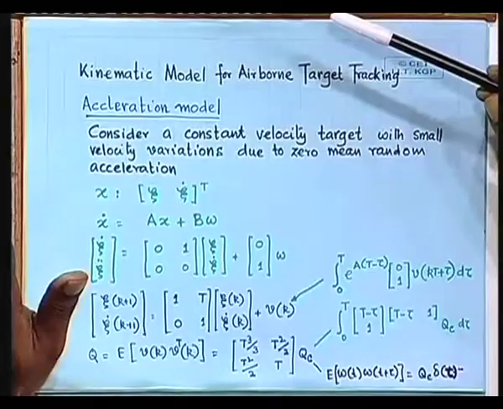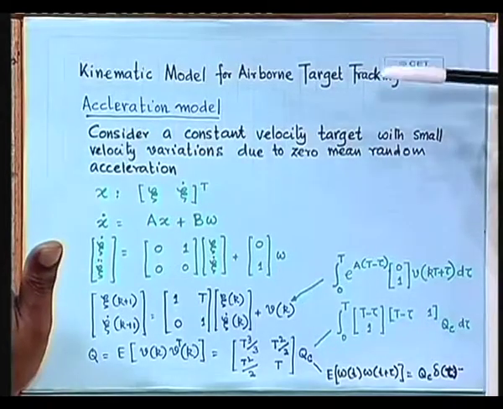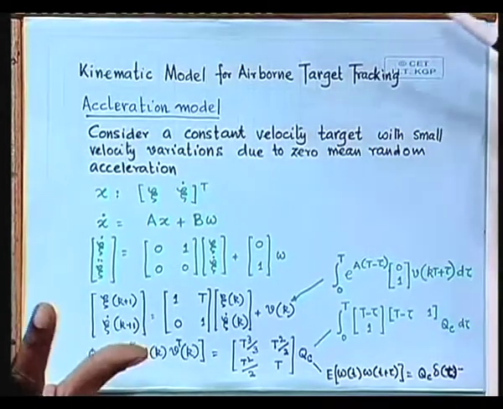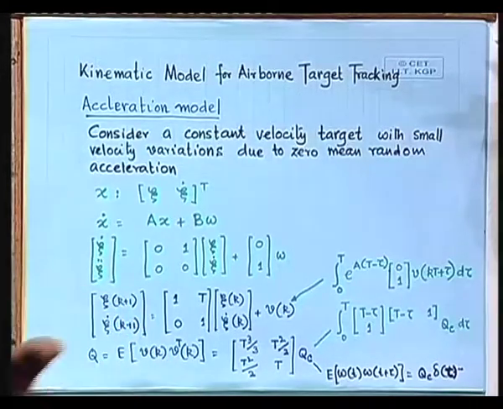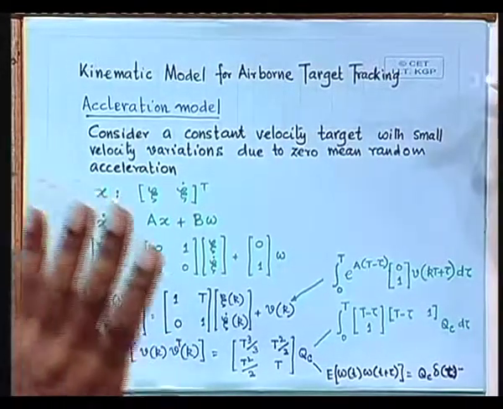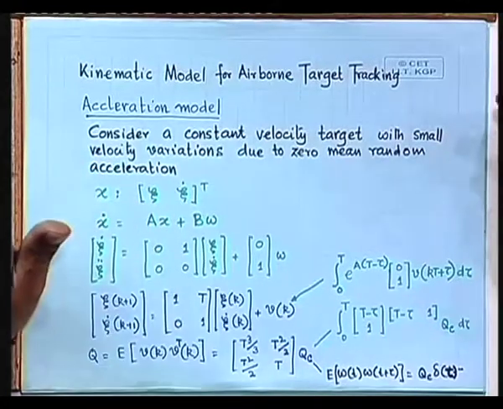Here we are assuming there are various kinds of models which are used. We are using a simple model where we have not exactly a constant velocity, but a more or less constant velocity target with small velocity variations. We are assuming that the velocity is more or less constant, but there is a small acceleration component which is random and which is causing a slight velocity variation. So the velocity is nearly constant, but varying in a random manner.